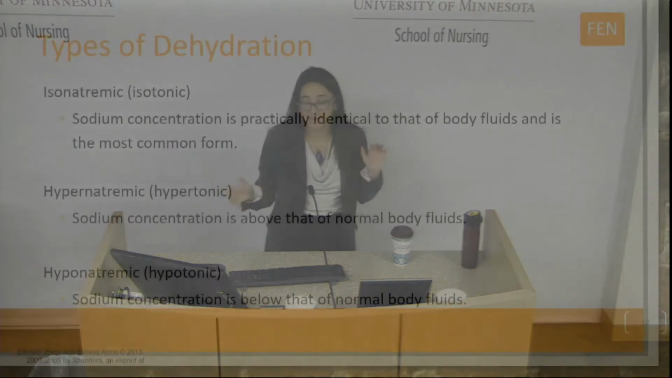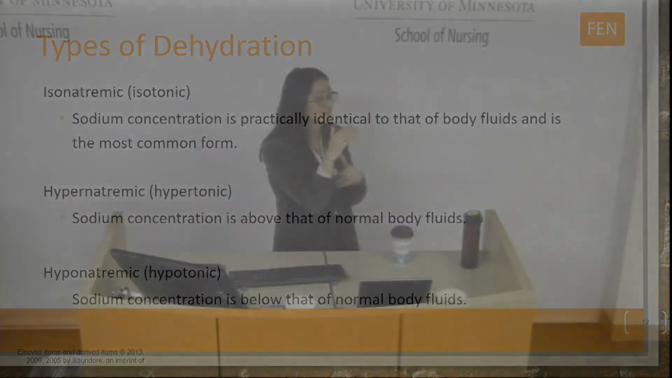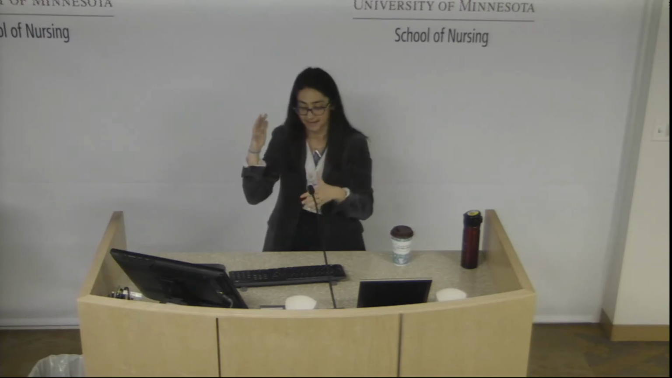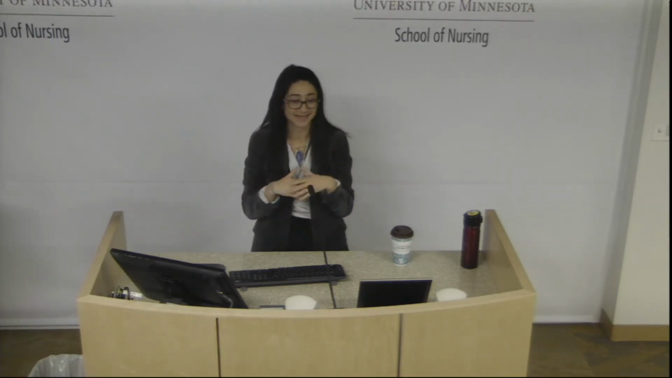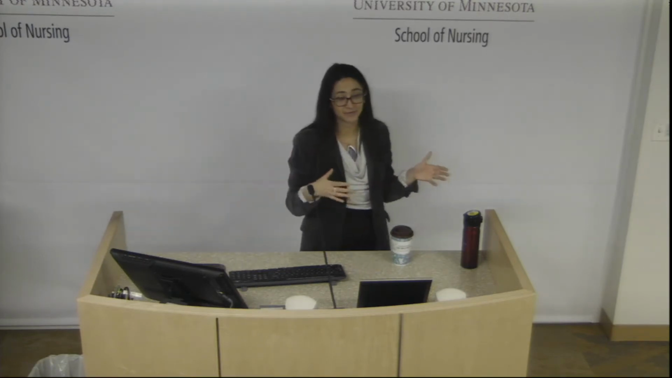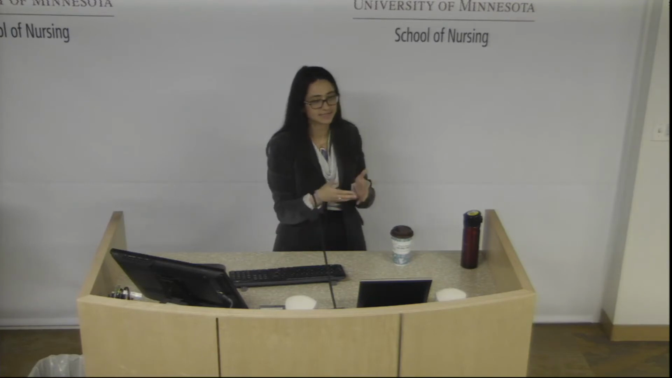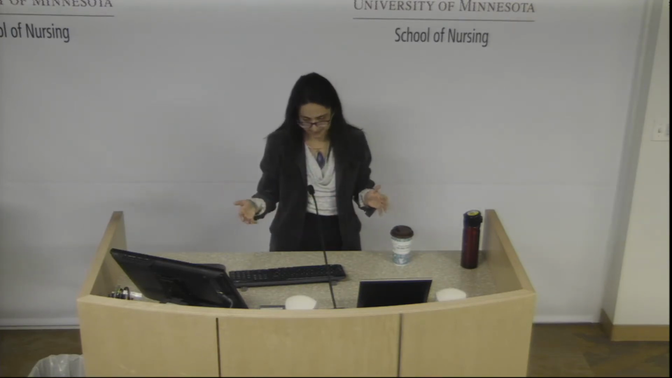There's also lots of different types of dehydration. We're not going to spend a ton of time with this, but one way that we classify dehydration is by level of sodium, because the sodium levels are impacted by the amount of fluid in the body. So isonatremic dehydration is when the sodium concentration is identical to what it would have been beforehand. It's in the normal range. You lose the body fluids that contain about the same amount of sodium as in the blood. It's equal. That's really common.